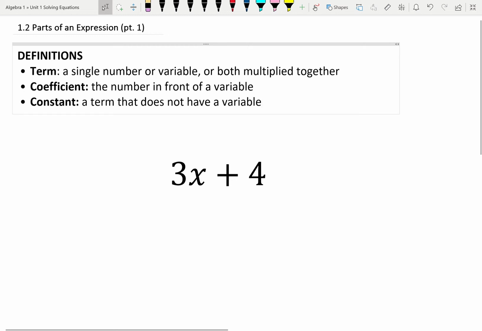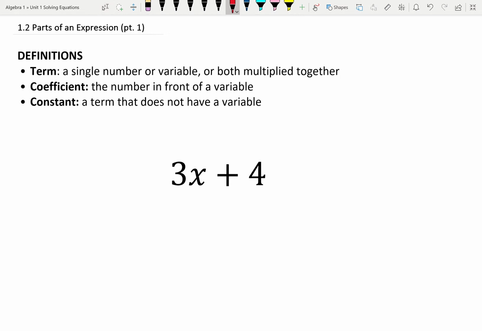Okay, so if you're like me, you probably want to see an example of each of these. A term is separated by either an addition or a subtraction sign. So we have an addition sign right here, so that tells us, okay, how many terms do we have? Well, we have 1 here and 2 here. So this has 2 terms.